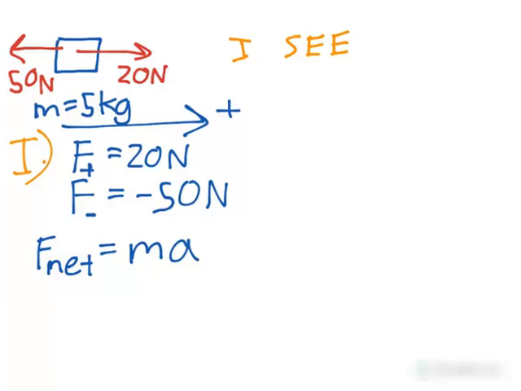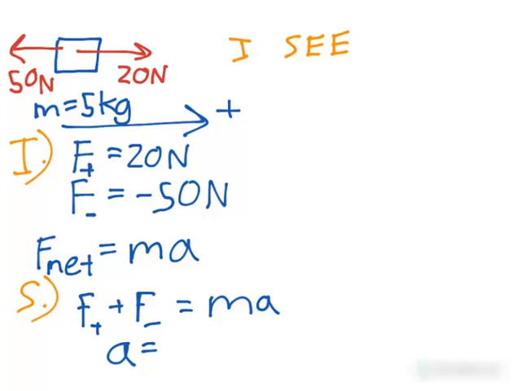So now let's go ahead and set up the problem. Is our next step. So we have for F net, which is going to be combining all the forces that we have, F plus F minus is going to equal ma. So simply, if we're looking for the acceleration of this object, we have a is equal to F plus F minus divided by m. So now we finished setting up the problem.